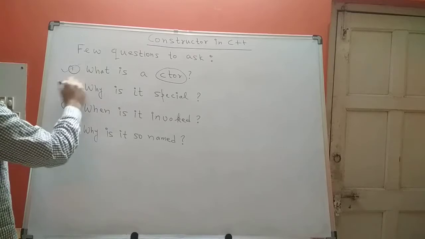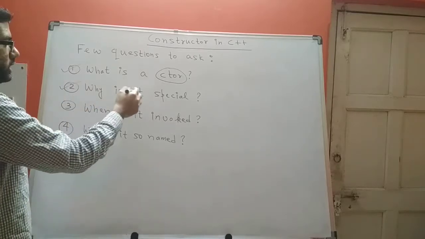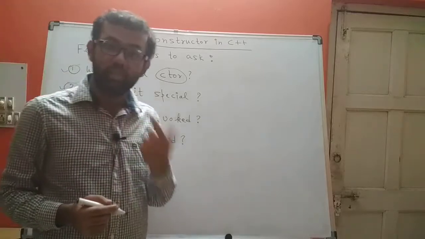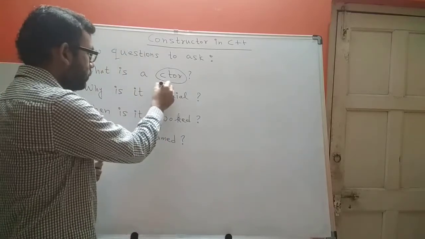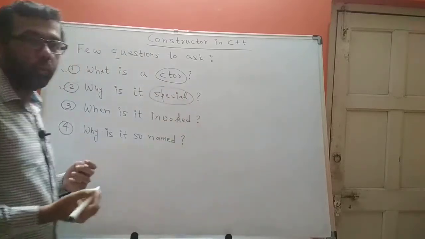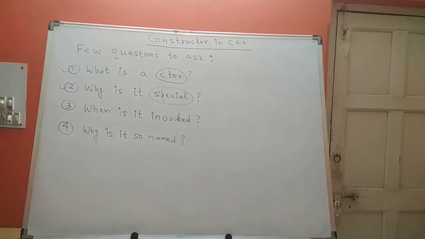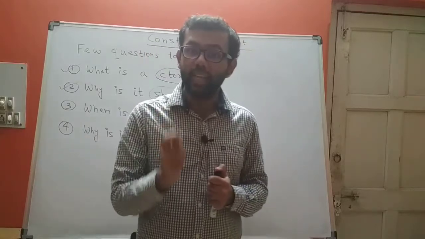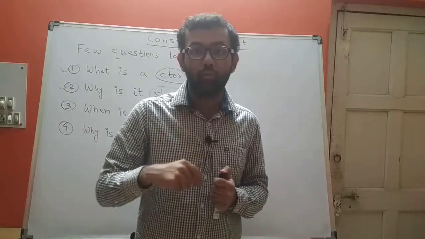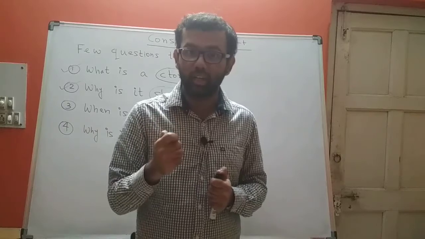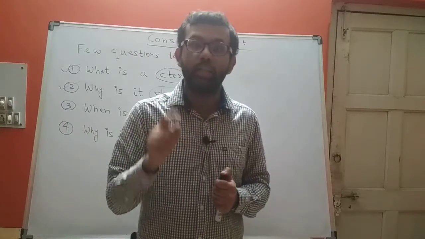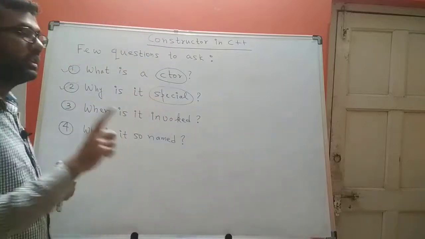Now, the second question follows straight from the answer to the first question. I had mentioned that a constructor is a special member function. Now the question is, why is it special? Why is a constructor called a special member function? A constructor is a special member function because it has the same name as the class of which it is a part. Remember, a constructor will always have the same name as the class of which it is a part. That is why a constructor is called a special member function.